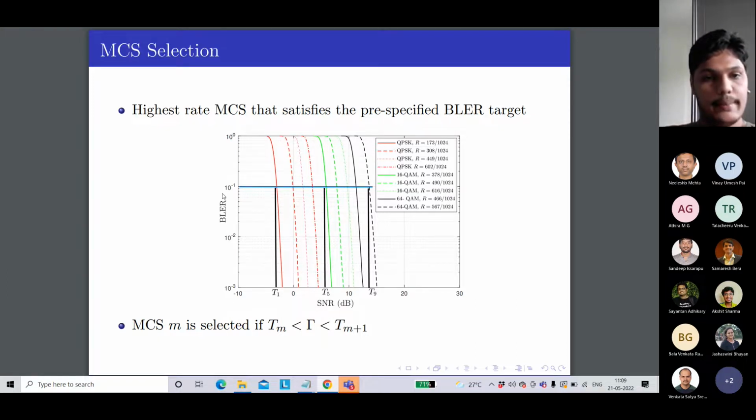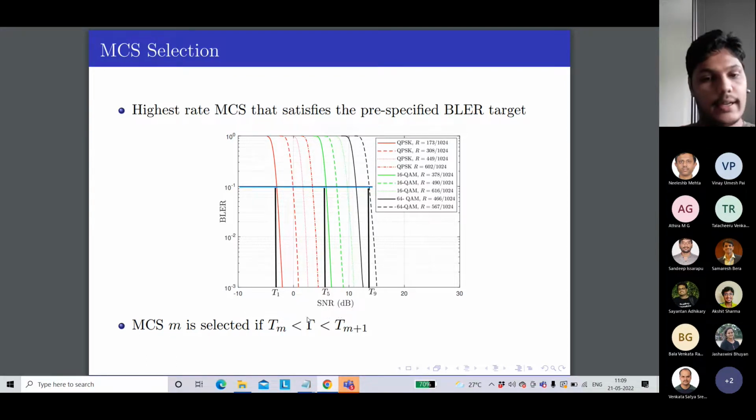For example, let's take the BLER target to be 10 power minus 1. And these are the threshold SNRs for each MCS such that the block error rate of that MCS is 10 power minus 1. We can see, let's say T1 is the threshold SNR for the first MCS such that the BLER is 10 power minus 1. Similarly, T5 and T9 are the threshold SNRs for the fifth and ninth MCS. So we can see MCS m is selected if the SNR lies between the threshold of the mth MCS and the threshold of the (m+1)th MCS.